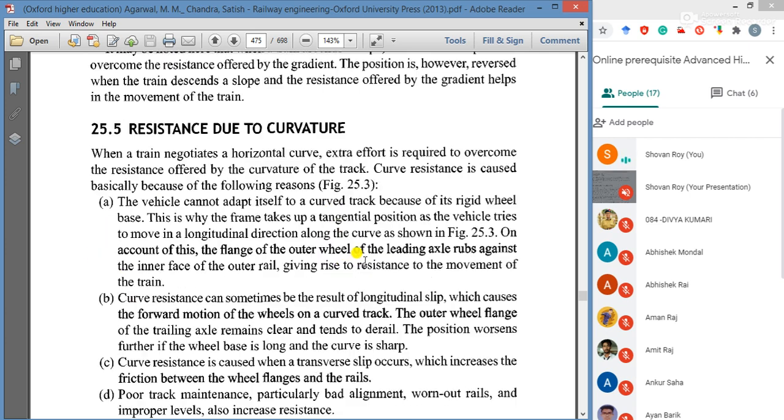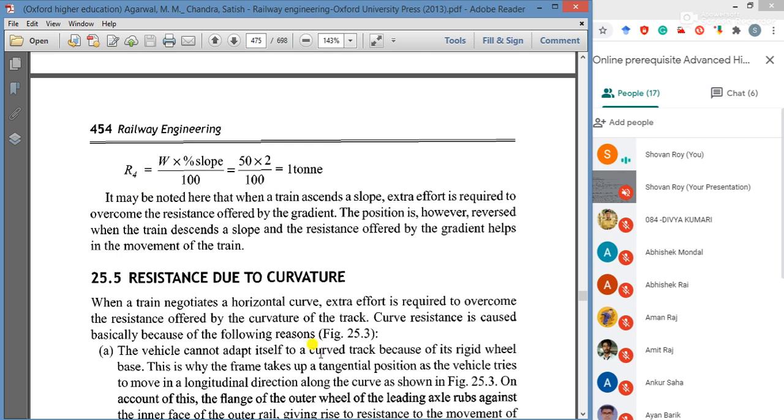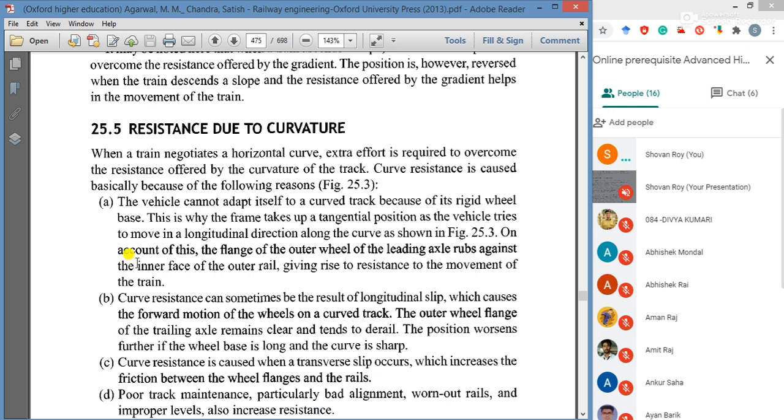Resistance due to curvature. Up to R4, R1, R2, R3 are in normal condition; R4 only when gradient is introduced in the track. After R4, resistance due to curvature. When a curve is in the track, then the resistance due to curvature will be considered. When a train negotiates a horizontal curve, extra effort is required to overcome the resistance offered by the curvature of the track. Curve resistance is caused basically because of the following reasons.